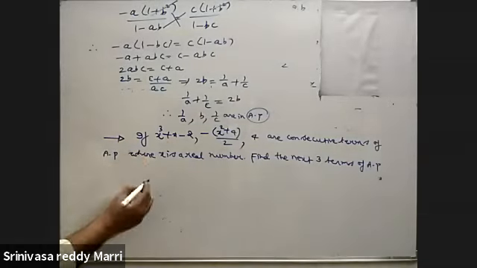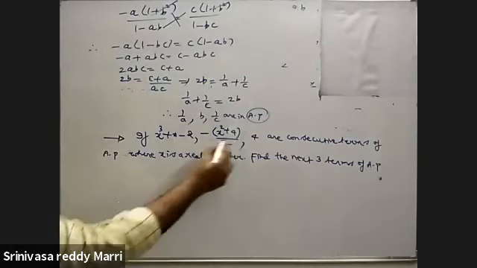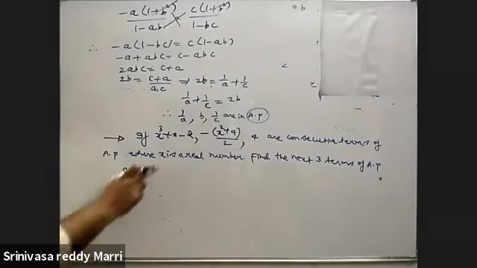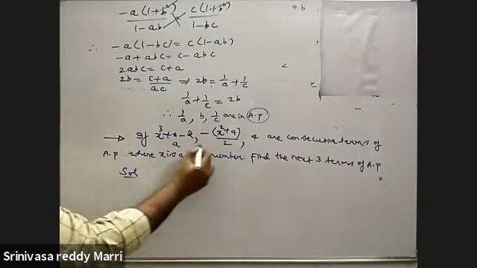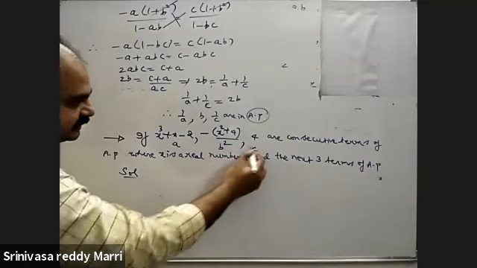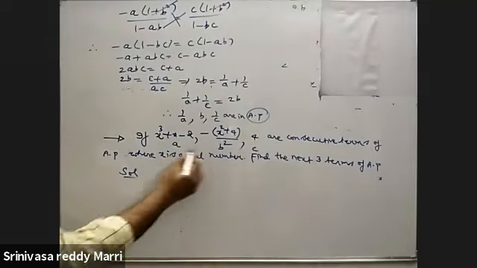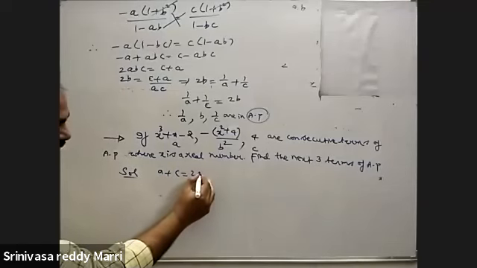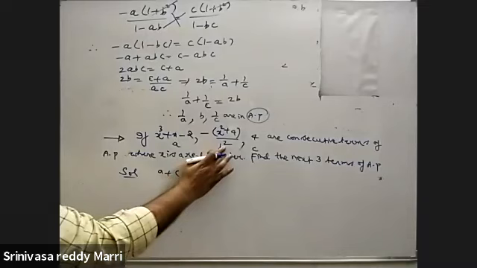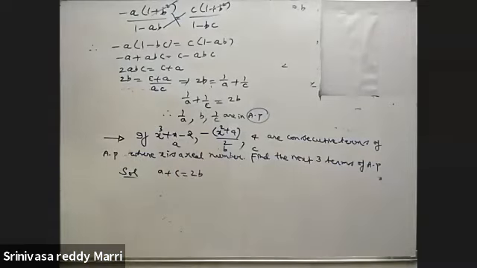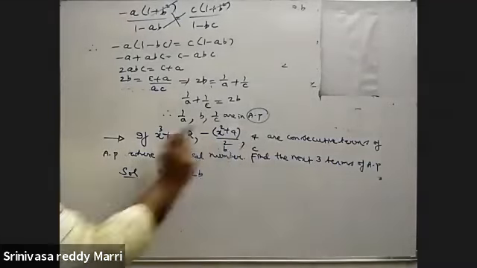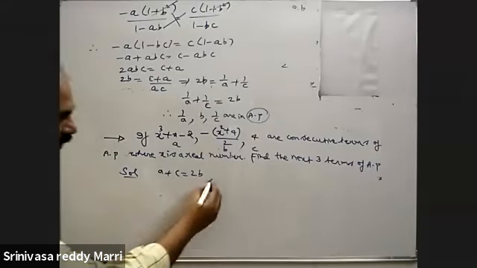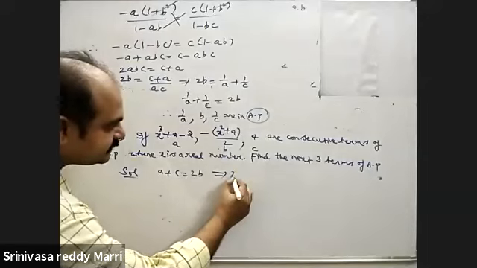Now, these are given in AP. Let us say this is A, this is B, this is C. Now A, B, C are in AP, so what you have to write is A plus C equal to 2B. This is B. That means A plus C equals 2B.